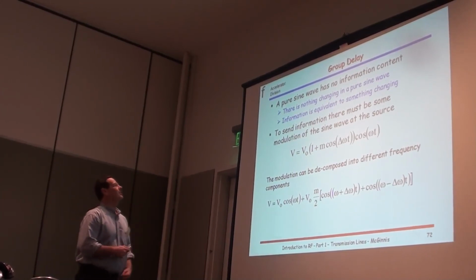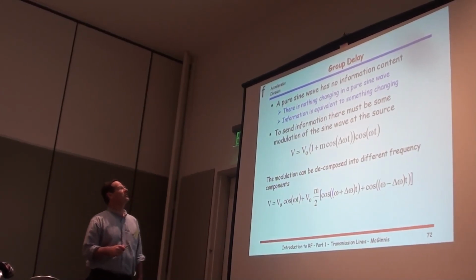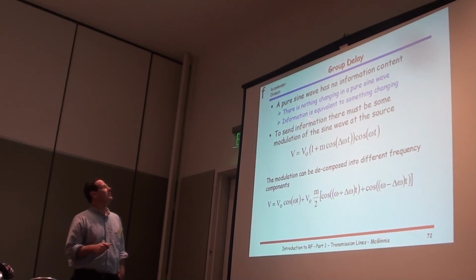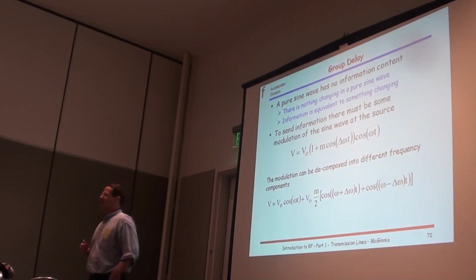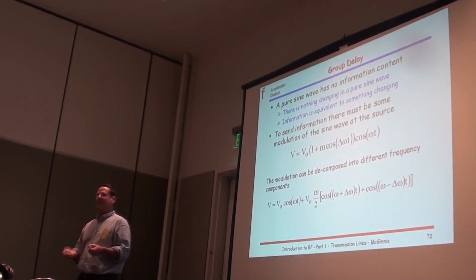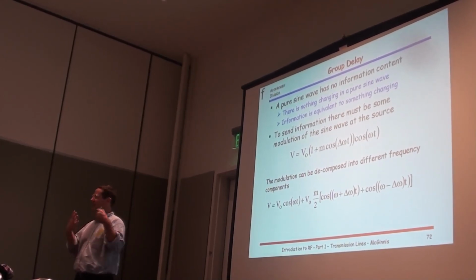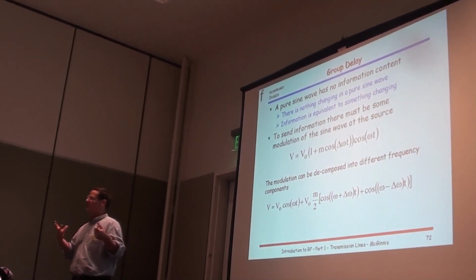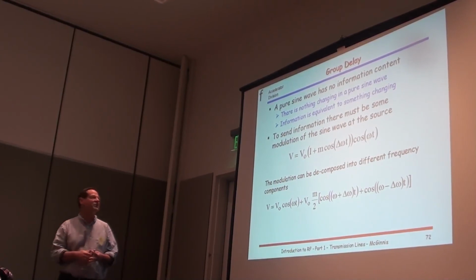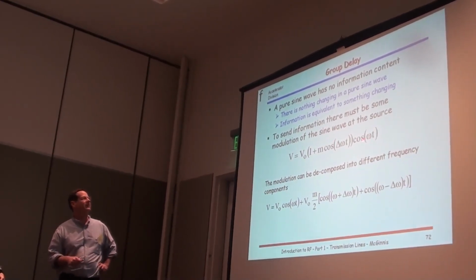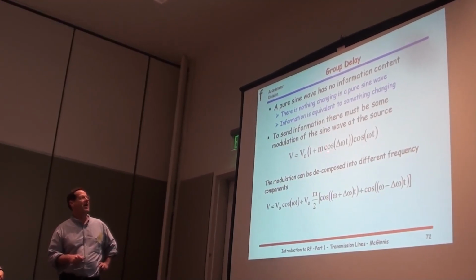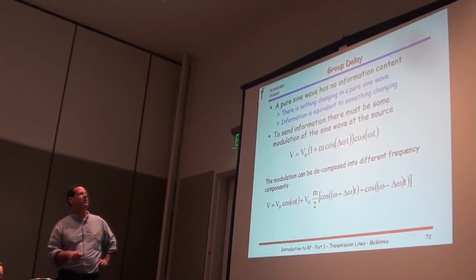A pure sine wave has no information content. There's nothing changing in a pure sine wave, and information is equivalent to something changing. You can't say something to somebody unless you change something. Throw a switch, do something. It's basic information theory: you have to change something in order to convey information. So there must be some modulation of the source. Cosine omega t, and we'll modulate it with a very slow frequency modulation here.